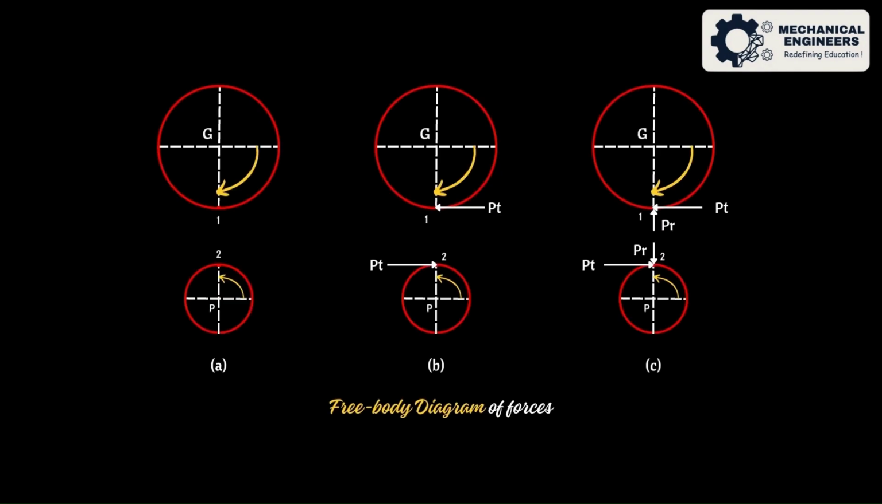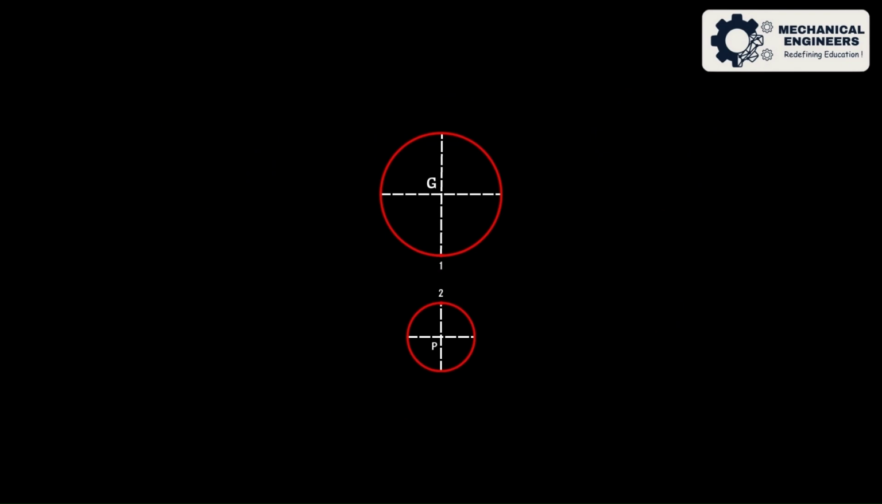The directions of 2 components Pt and Pr are decided by constructing the free body diagram. It is assumed that the pinion is the driving element while the gear is the driven element. It is assumed that the pinion rotates in anti-clockwise direction. Therefore, the gear will rotate in clockwise direction.